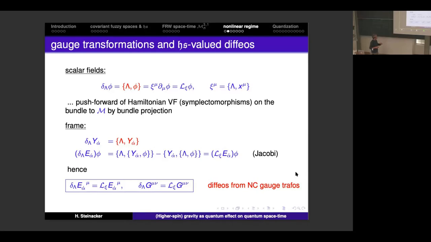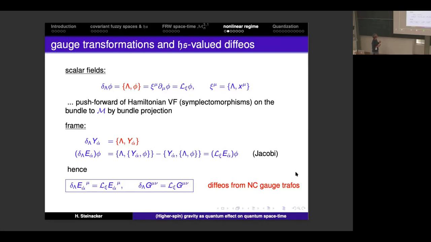And that means you can easily convince yourself that if you project, or make the push forward to the base manifold, these give all the volume-preserving diffeomorphisms on space-time. So volume-preserving diffeomorphisms on space-time are part of these gauge transformations, but they contain much more. They also contain higher spin generalizations of these volume-preserving diffeomorphisms on space-time. So that's the qualitative picture here.